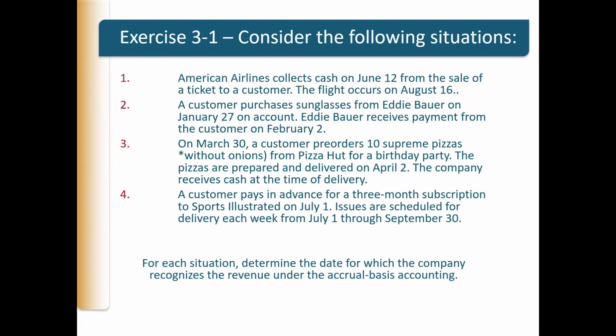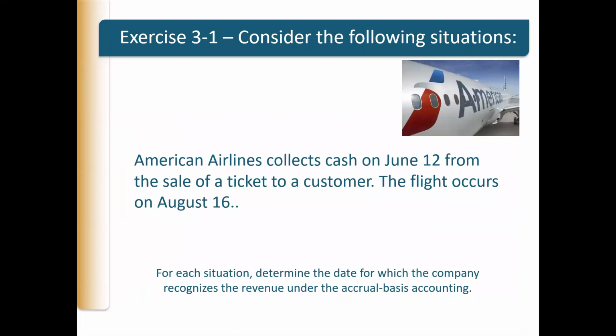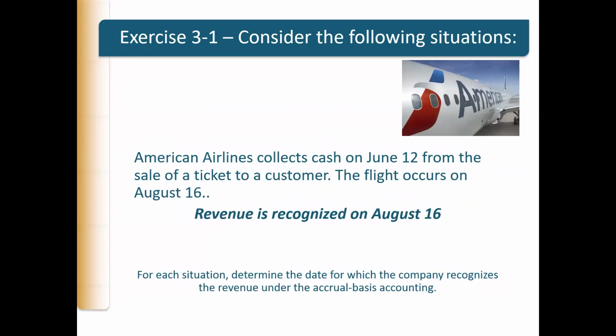So we're going to look at these scenarios and we're going to determine the date for which the company recognized the revenue under the accrual basis of accounting. Number one, American Airlines collects cash on June 12th from the sale of a ticket to a customer, but the flight occurs on August 16th. When would American Airlines record this revenue? The 16th. August 16th. That's when the flight took place, right?